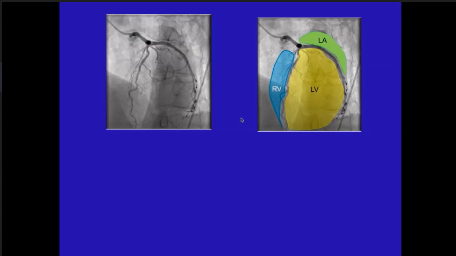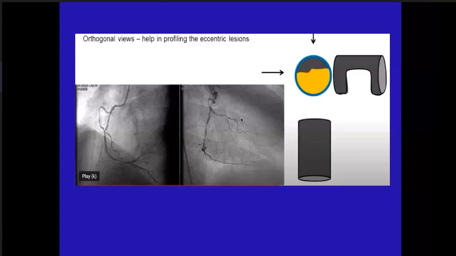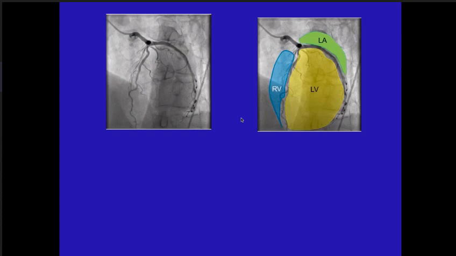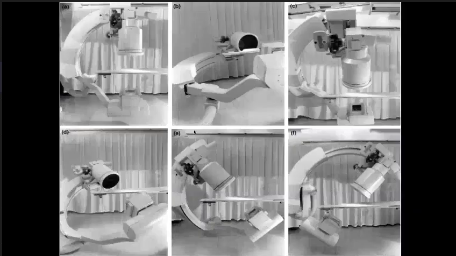Now, when you do orthogonal views, that's why you take multiple views. And also, since you take multiple views, you must also know the cardiac anatomy when you do a coronary angiography. For example, here. Now, again, let me go back to the heart again.